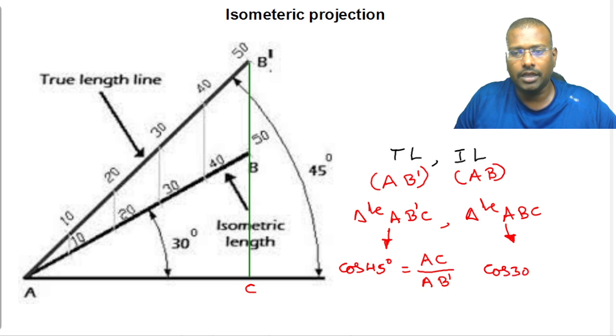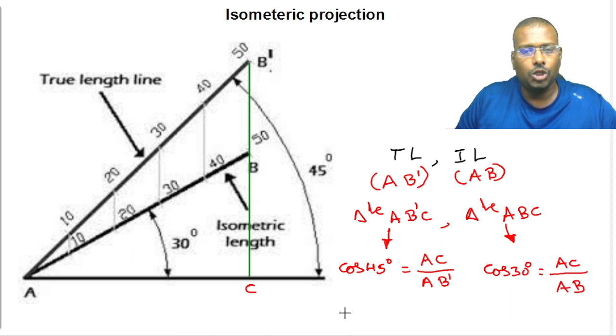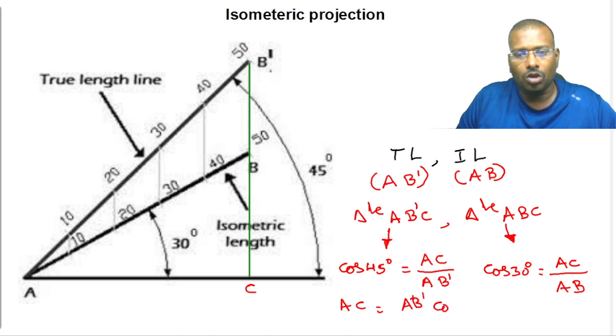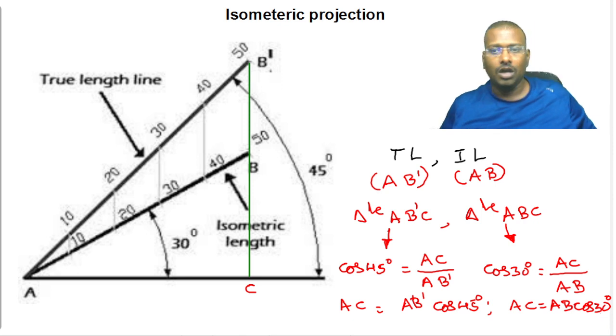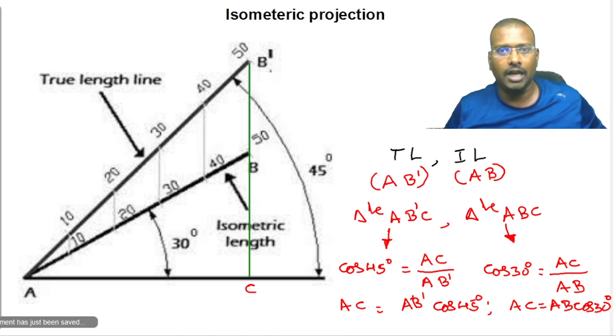So from the second triangle, cos 30 is equal to, what is cos 30? Adjacent side by hypotenuse. Adjacent side is AC divided by hypotenuse is AB. So from these two, how can we write? From this, AC is equal to AB dash into cos 45. And from another one, from here, AC is equal to AB into cos 30. These things we are already aware of.